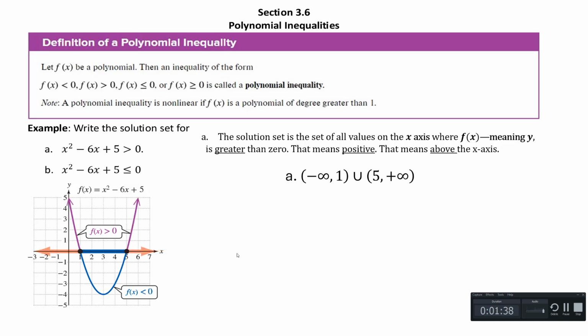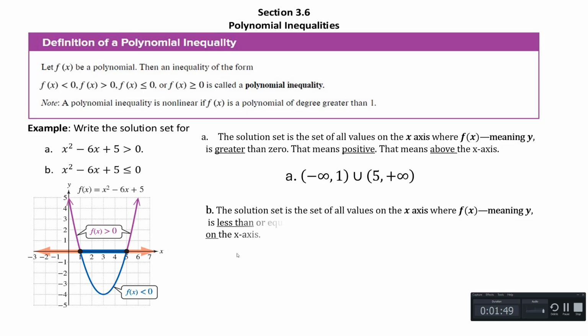For part B, it's less than or equal to 0, same function. The solution set is the set of all values on the x-axis where f of x, meaning y, is less than or equal to 0. That means negative or 0, below or on the x-axis. This is where that happens. Between 1 and 5, including 1 and 5, is going to be the solution set. So that is what we mean by solving a polynomial inequality.